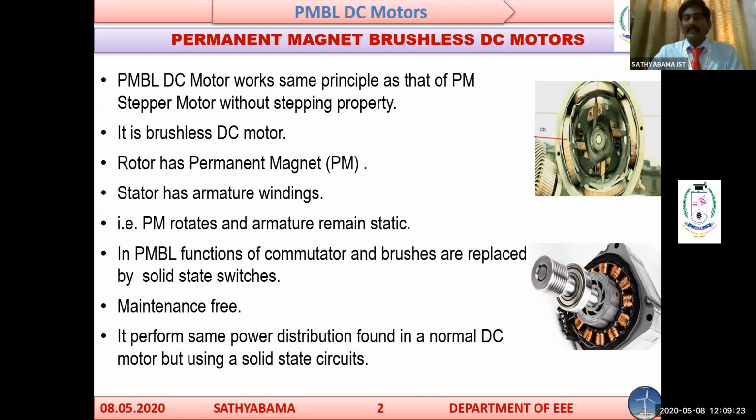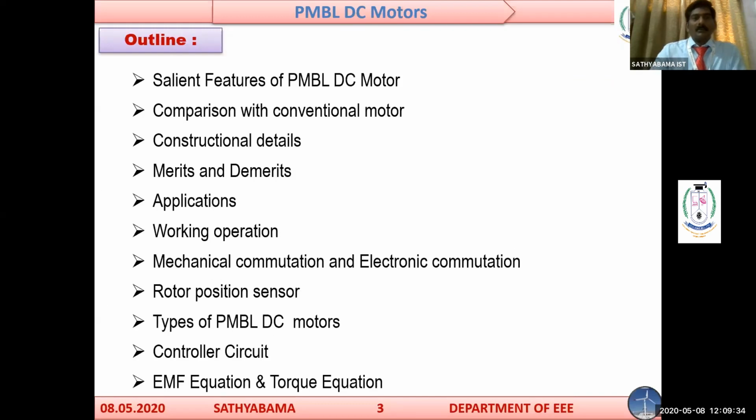Hence, it is maintenance free. It performs the same power distribution found in a normal DC motor, but using solid state circuits. So this is the presentation outline.